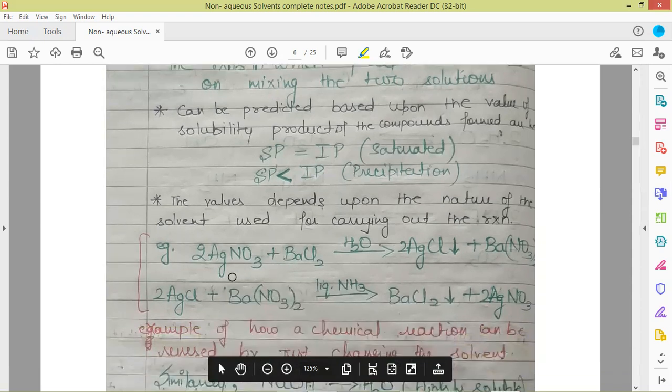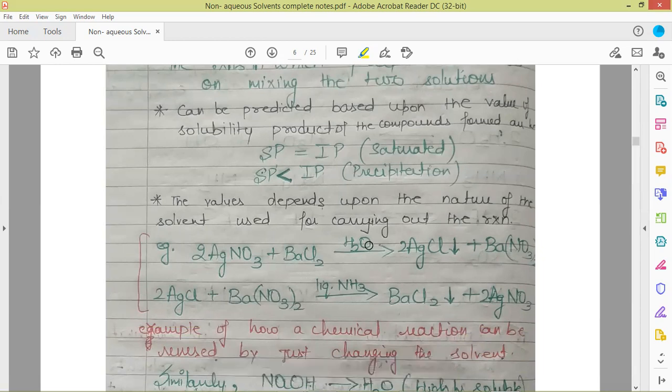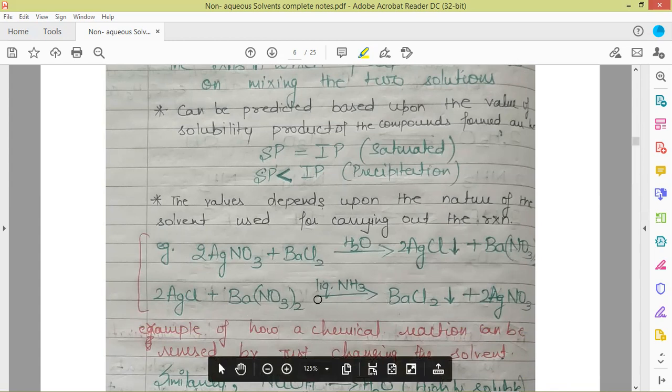Say we have these two salts, AgNO3 and barium chloride. They react in water to give AgCl and barium nitrate. Here AgCl precipitates out and barium nitrate remains in solution. But the reverse is not true in the case of water. But in case of ammonia, the reverse reaction can be carried out, that BaCl2 can be precipitated out and AgNO3 remains in solution. But the reverse cannot be true in case of ammonia.